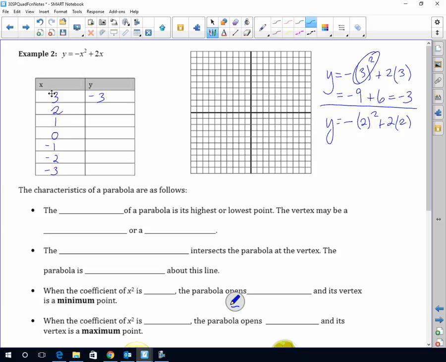1 goes in there. How about you guys complete the rest of the chart for me? And I'll give you a moment to do that. Is that what you got for your chart? Yeah. Okay, let's plot this then.